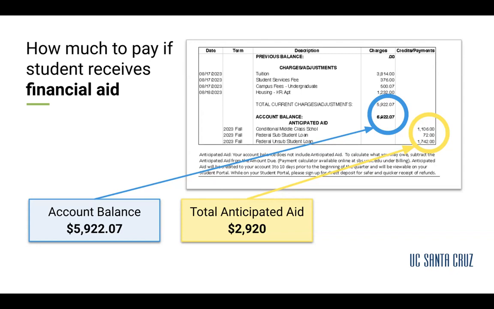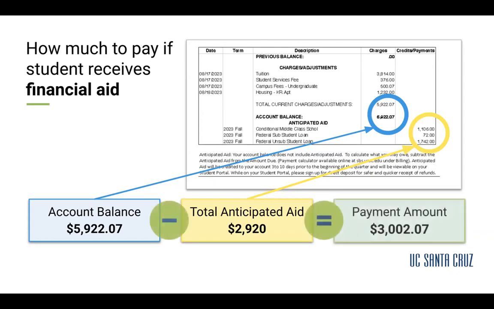In this example, the total anticipated aid is $2,920. Subtract that amount from the account balance of $5,922.07, and you end up with a payment amount of $3,002.07.